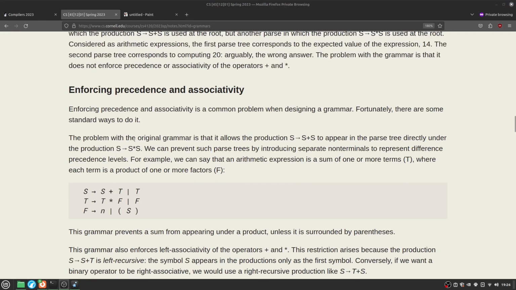Alright, back into it. So I just got to reread this to refresh my memory. Enforcing precedence and associativity is a common problem when designing a grammar. Fortunately, there are some standard ways to do it. The problem with the original grammar is it allows the production S is equivalent to S plus S to appear in the parse tree directly under the production S times S. We prevent such parse trees by introducing separate non-terminals to represent different precedence levels.